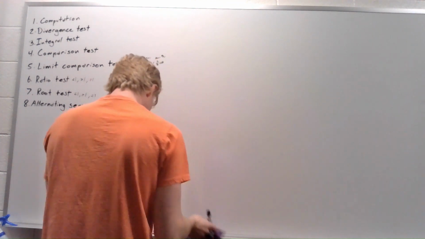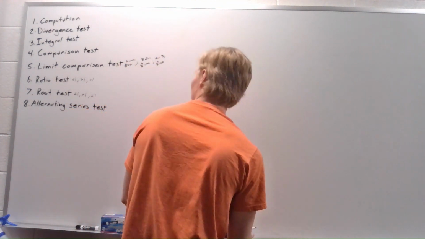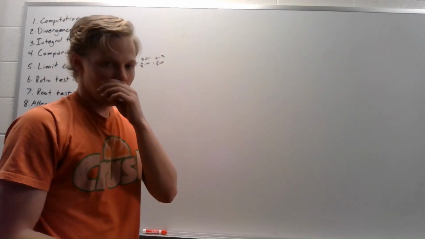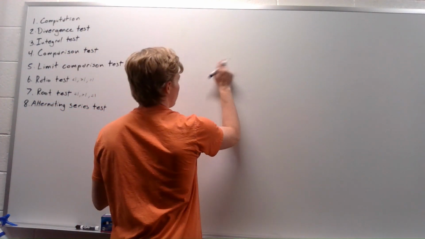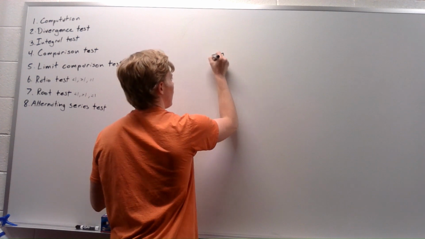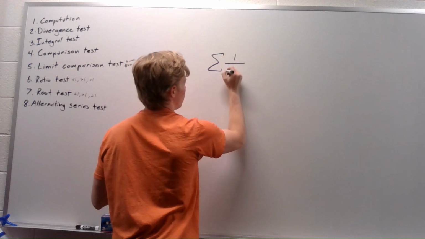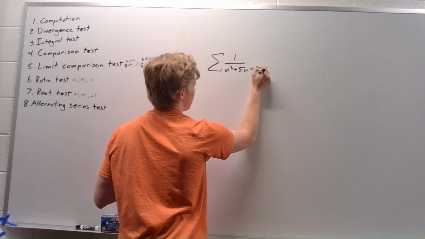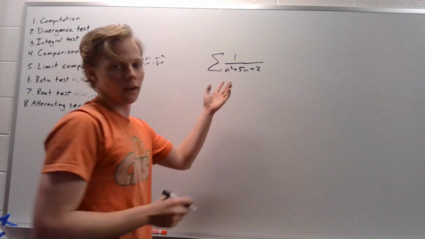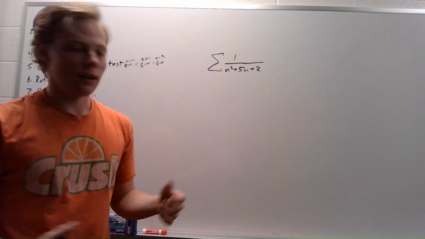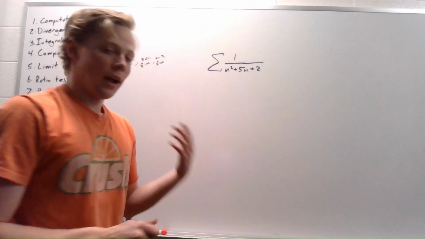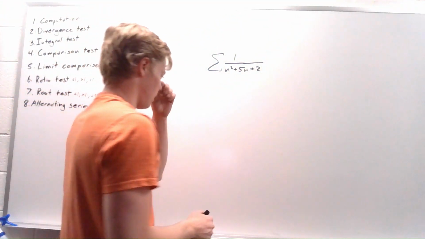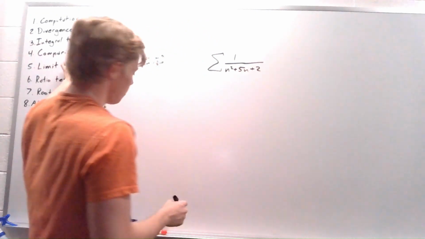And so the comparison test is quite a bit like the integral test. The comparison test essentially says that if you have a nasty looking a sub n, like 1 over n squared plus 5n plus 2, I don't know how to compute that. I don't know if anybody knows how to compute that. But you don't have to compute it to know if it converges or not. Here's a trick you can do, and it's the comparison test.